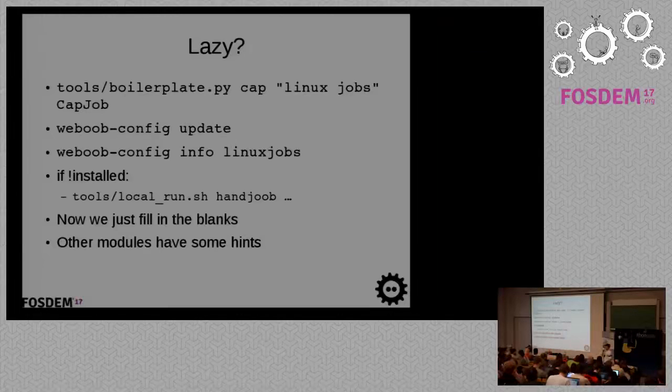So yeah, let's try to make a module in Weboob. There's a tool called boilerplate, which actually writes the skeleton for you. You just pass it the name of the module and the capability you want, and it writes it for you. Then you update the module database, and you can check the info of your already created module. And by the way, if you don't want to install Weboob just to try it, you can actually use localrun.sh and pass it the Weboob commands. It will just work after git checkout or whatever.